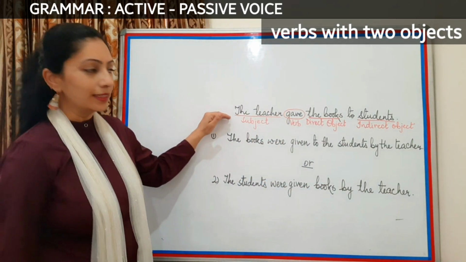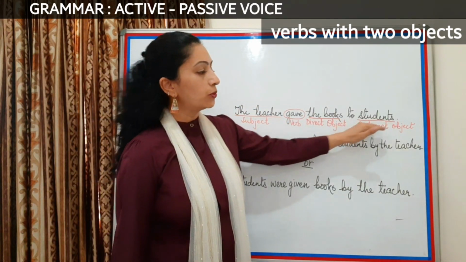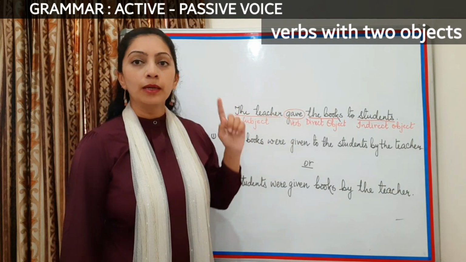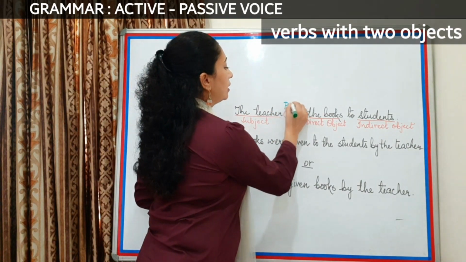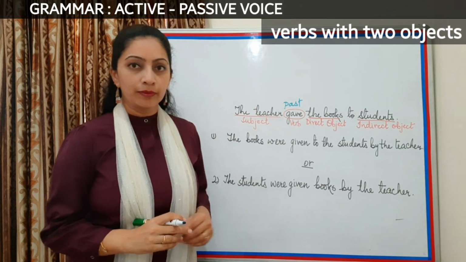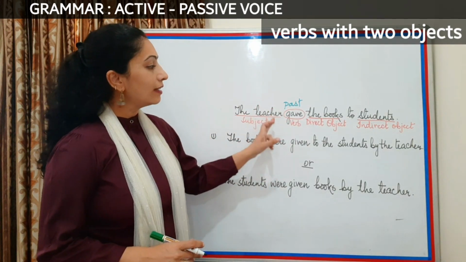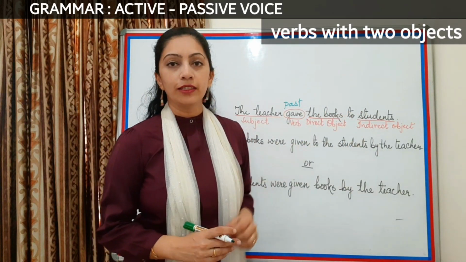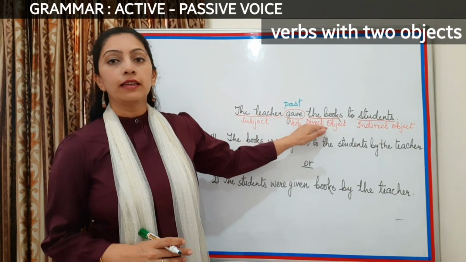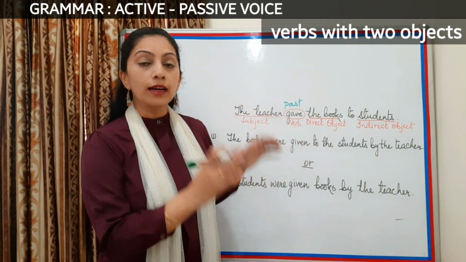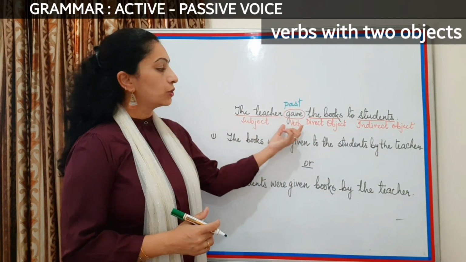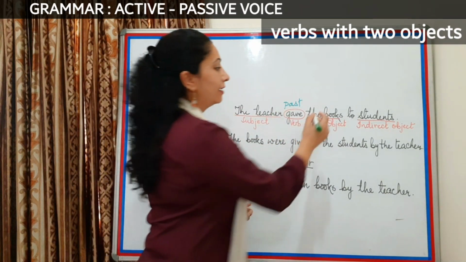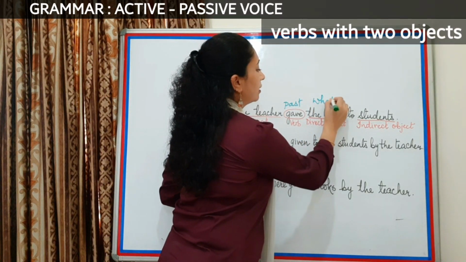Have a look at this sentence. The teacher gave the books to students. Now here the teacher is the subject. Gave is the verb in the past form. So here we need to look at the tense also, because this is the most important thing. Then have a look at the objects. There are two objects here, direct object and indirect object. Direct object will answer the question what if asked to the verb. So if I ask the teacher gave what, then the answer comes as the books.